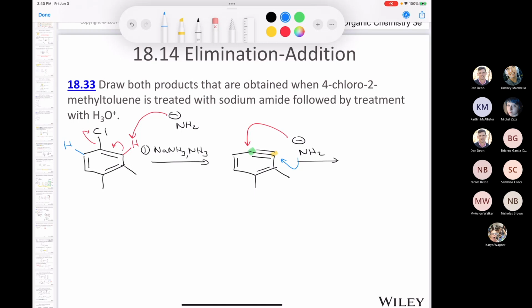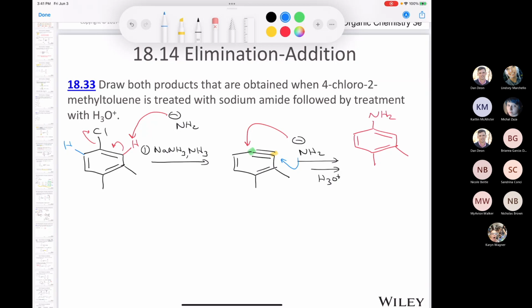Now, I'm drawing two mechanisms at once, which isn't really correct, but I'll do it anyway. So if it attacked at the red carbon, after the aqueous workup, so I'll do this, and then I'll put H3O plus next, you would end up with this compound where you have the two methyls here, aromatic ring, and then you have the amino group here.